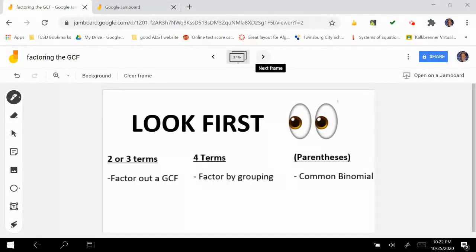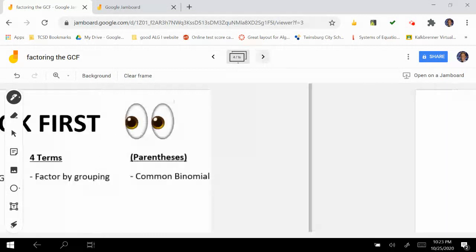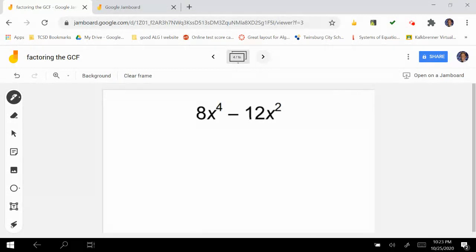So a few things we're going to look for. Look first: 2 terms or 3 terms. We're going to treat those the same way, factor out a GCF. If it's 4 terms, we're going to factor by grouping. And if you have parentheses, it's going to be pretty obvious because they're going to have common parentheses, called common binomials. All right, so the first thing I see is 2 terms. So 2 terms means I just factor out the GCF.